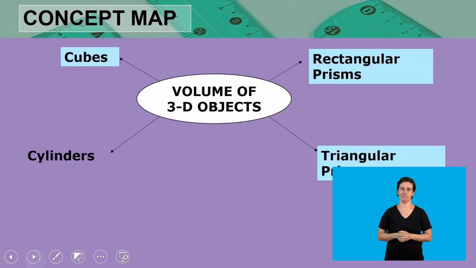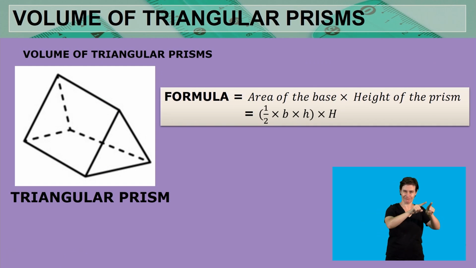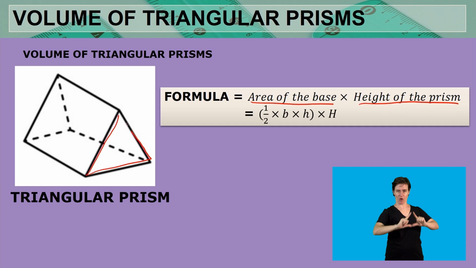So now we are going to be looking at the third concept in our concept map, and that is the volume of triangular prisms. So we are going to see now how we can get that volume. So the volume of triangular prisms will now be the area of the base multiplied by the height of the prism. Now the area of the base is the triangle. And since we are saying that to calculate the volume is going to be the area of the base, we can see that the base is a triangle. That means the formula for the area is going to be 1/2 multiplied by the base multiplied by the height.